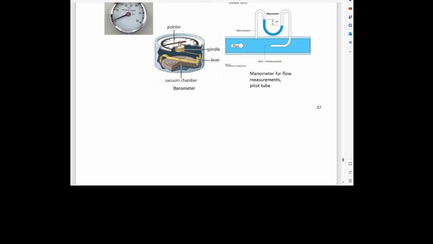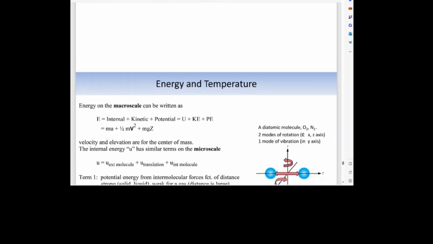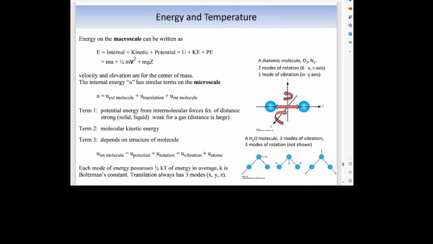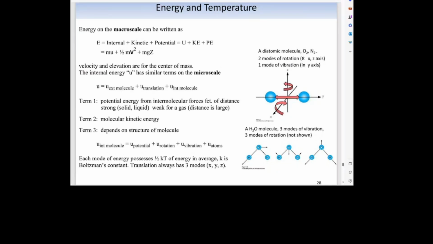Okay, continuing on. Now we're going to get into energy and temperature. Energy is defined as basically the capacity to do work, and temperature is really just a measure of the kinetic energy of the molecules in the system. All right. We'll look at both at the macro scale and the micro scale. At the macro scale, we can define some internal energy, kinetic energy, and potential energy. So the total energy would be all those three combined.